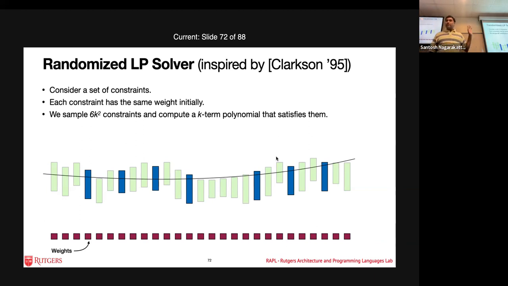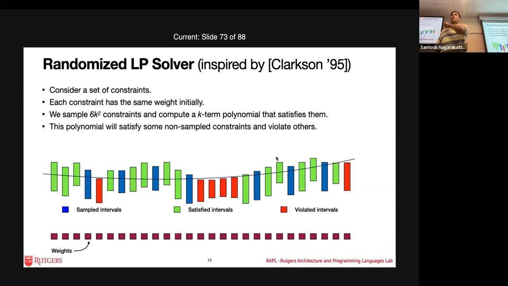The resulting solution will satisfy all the points in the sample. Now we evaluate it across all the candidates, all the intervals that we have. As long as it satisfies a significant fraction of the constraints, we call such iterations lucky iterations.